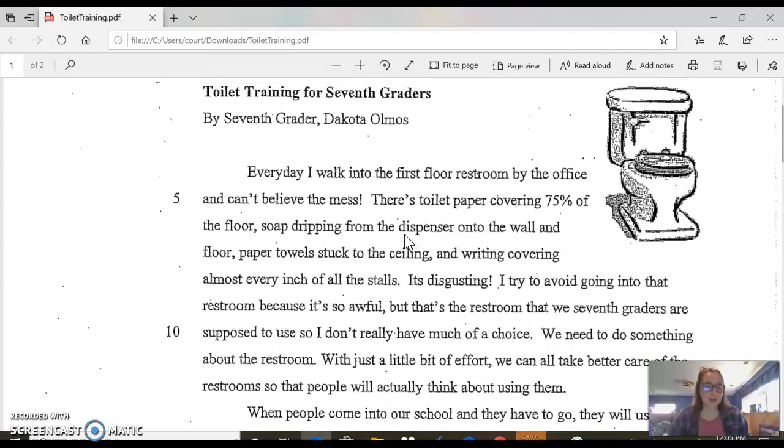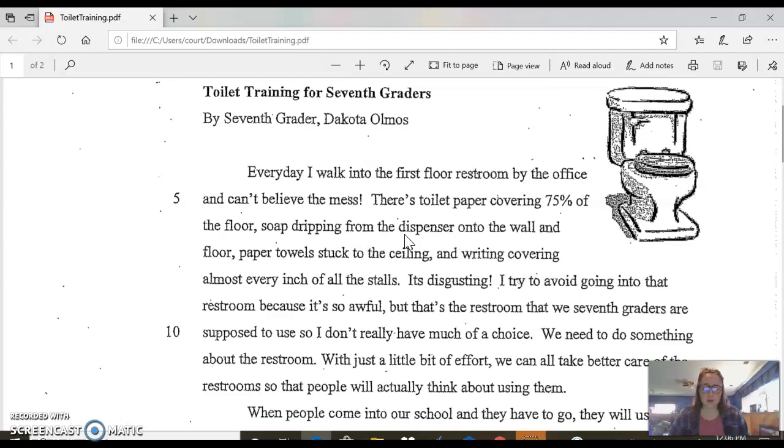All right, so toilet training. Every day, I walk into the first floor restroom by the office and can't believe the mess. There's toilet paper covering 75% of the floor, soap dripping from the dispenser onto the wall and floor, paper towels stuck to the ceiling, and writing covering almost every inch of all the stalls. It's disgusting. I try to avoid going into that restroom because it's so awful, but that's the restroom that we 7th graders are supposed to use, so I don't really have much of a choice.